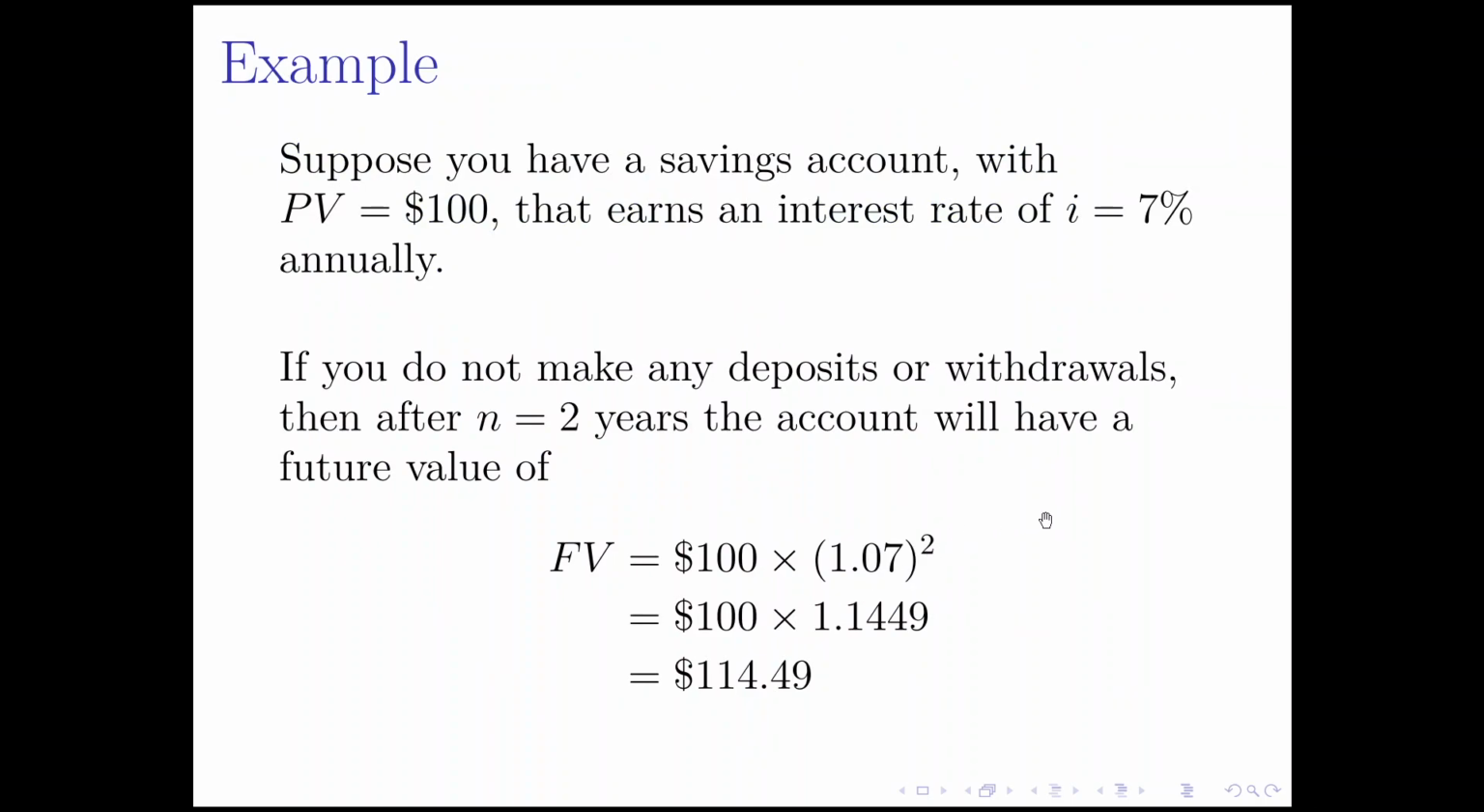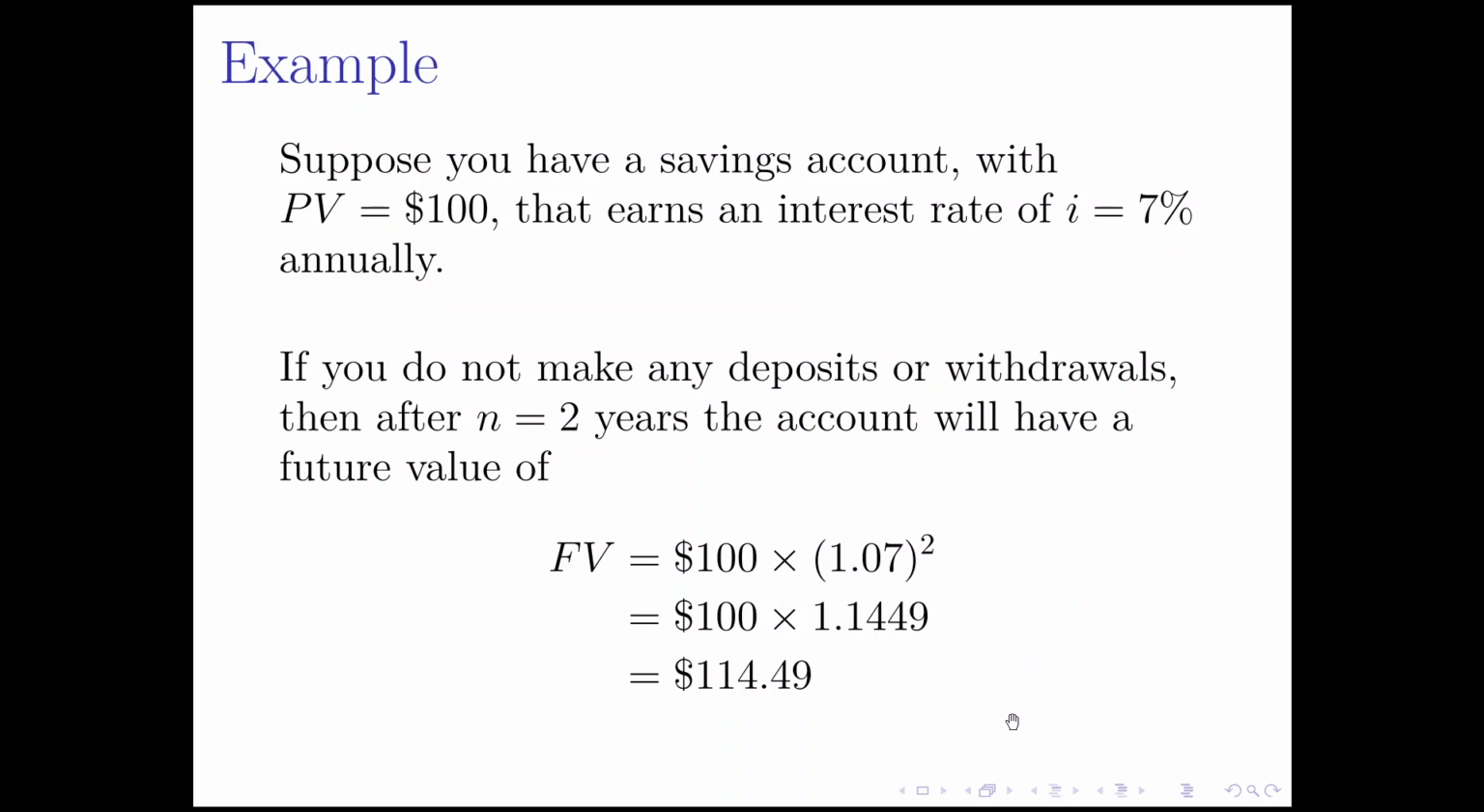All right, let's see a little example to illustrate this. So suppose you have a savings account with a present value of $100, right? So a savings account with $100 in it. And let's say that the interest rate on the savings account is 7% annually, right? So every year it makes 7%.